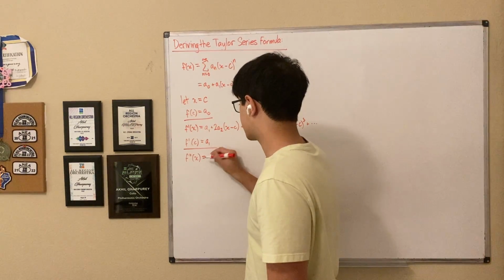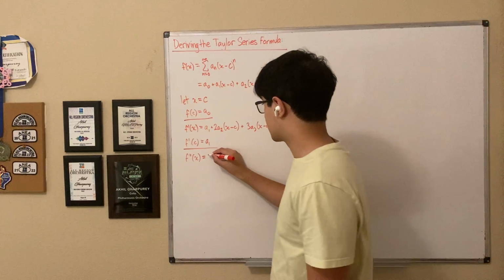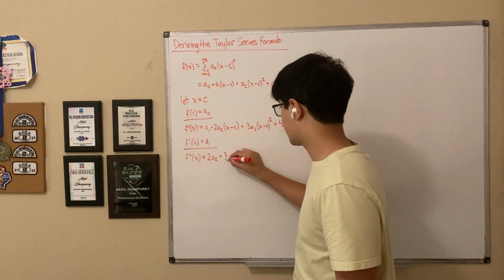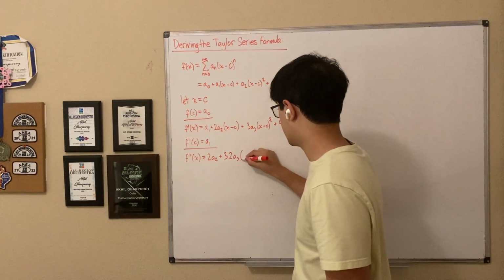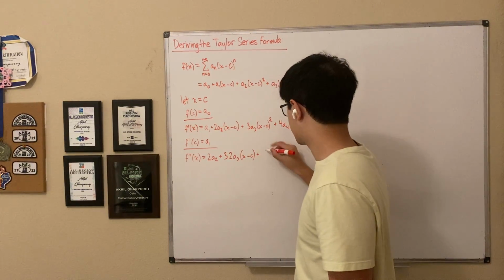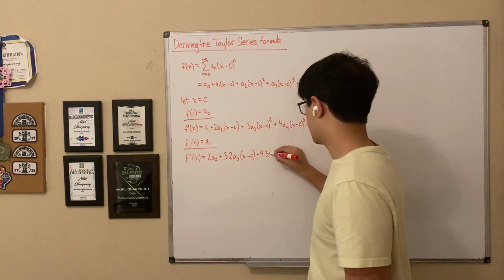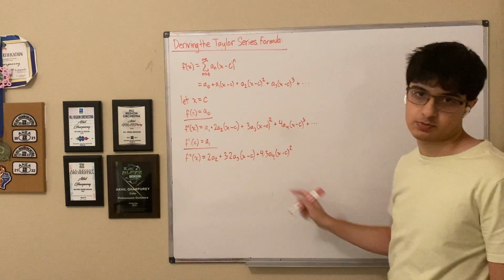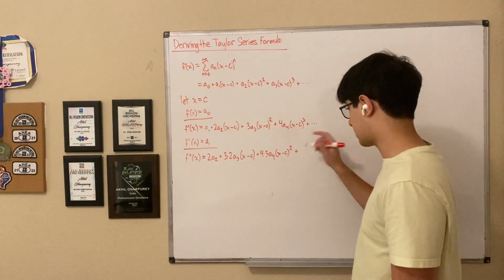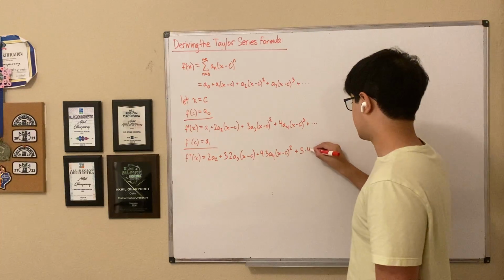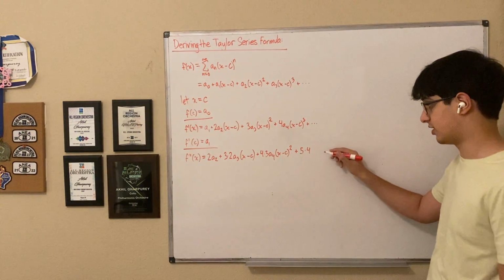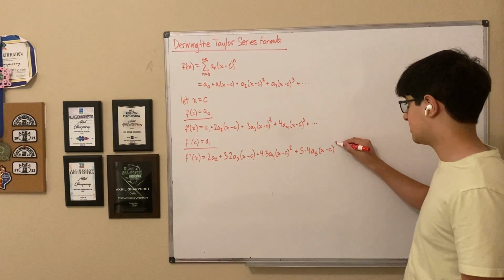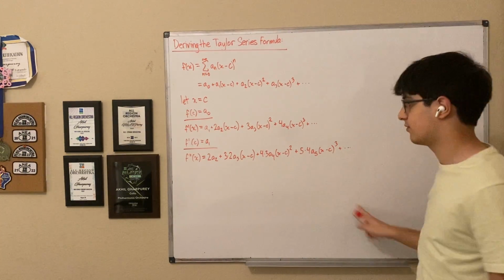F double prime of x is going to be 2a sub 2, the derivative of this is 1, plus 3 times 2a sub 3, x minus c, plus 4 times 3, a sub 4, x minus c squared. This is again just by the power rule. You can check it by yourself. And then plus, I'm going to repeat this pattern, 5 times 4, a sub 5, x minus c cubed, and this goes on forever.